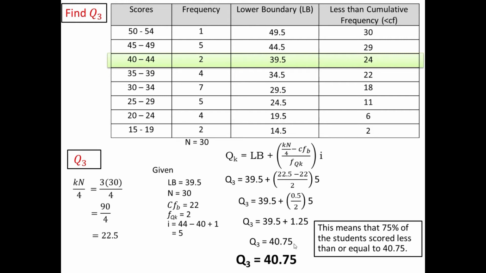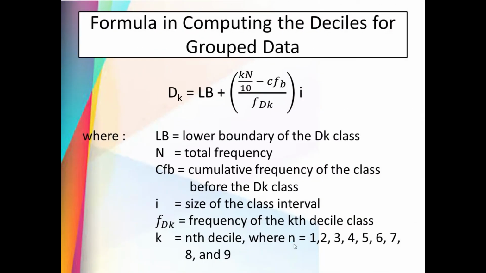Proceed naman tayo sa deciles for group data. By the way, ang formula in computing the deciles for group data is this. D sub k equals LB plus quantity kn over 10 minus CFB over FDK times I. Mapapansin nyo, it's almost similar dun sa una nating formula. Pinalitan lang to ng D, tas ito ng D. It's almost the same. Tapos dito naman, imbis na 4 ang nakalagay, 10. Kasi di ba ang decile, sinahati niya ang distribution into 10 equal parts.